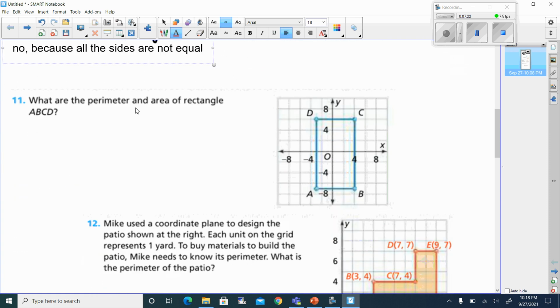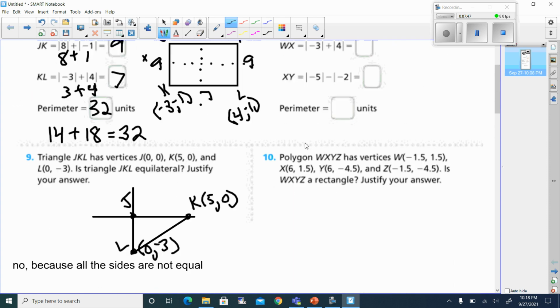What are the perimeter and area of the rectangle? So they want the perimeter and the area. Well, the perimeter is how much it is across, and all the way around it, I should say. And the area is multiplying the length times the width. So let's do the perimeter first. Let's look at our graph measurements first to make sure that we're doing everything properly.